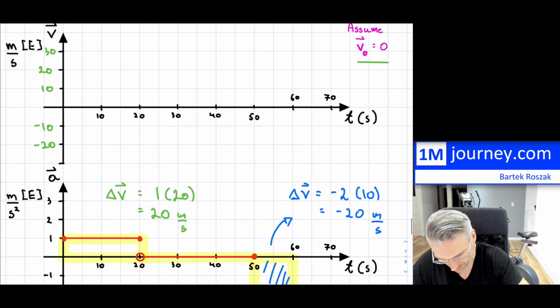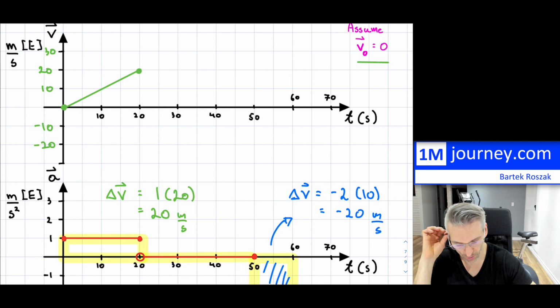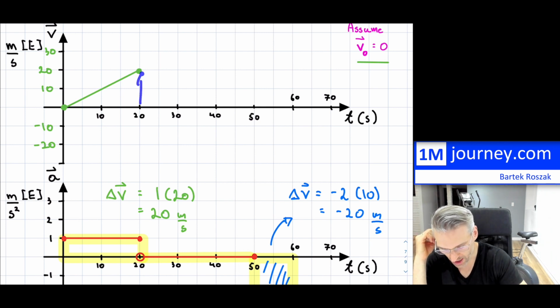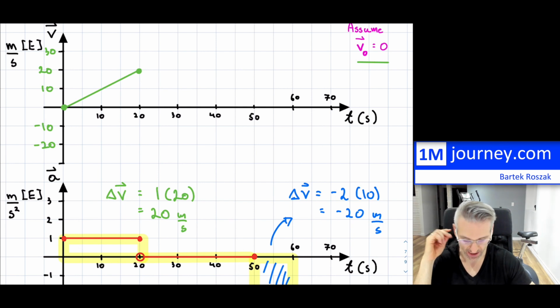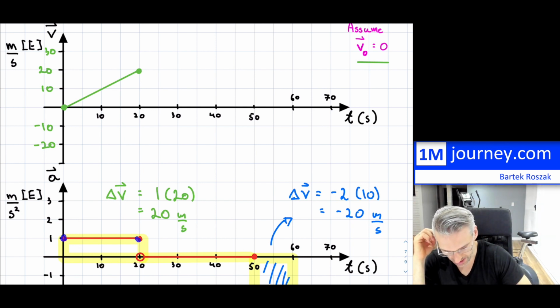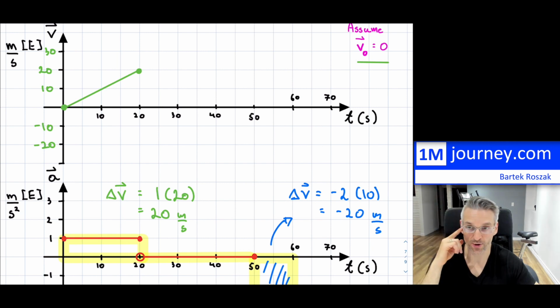So here you go. We're going to get started. We're starting from 0 right here, and we're going to be going up to 20. Okay, and it has a positive slope. And notice if you calculate the slope there, which is rise over run, it's 20 meters per second over 20 seconds, which indeed is equal to 1, which is exactly what we saw here on the acceleration.